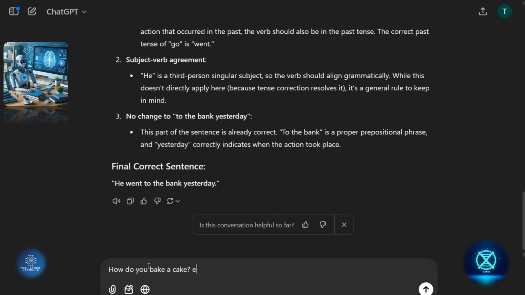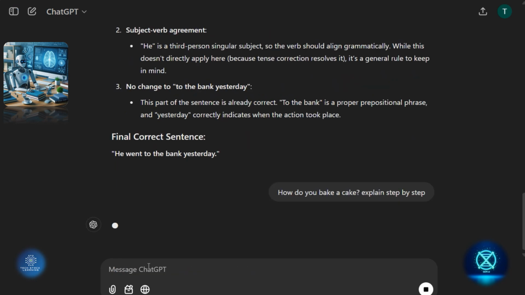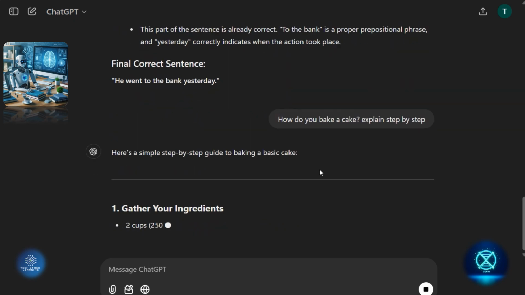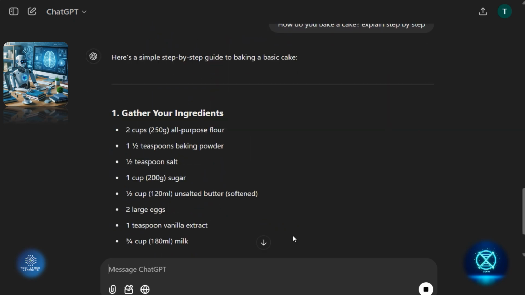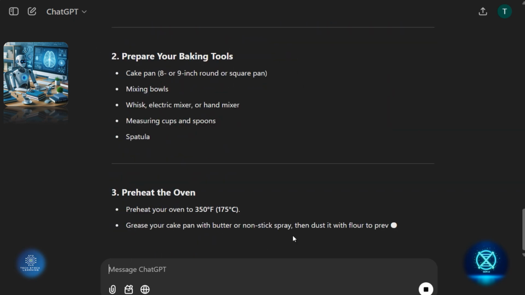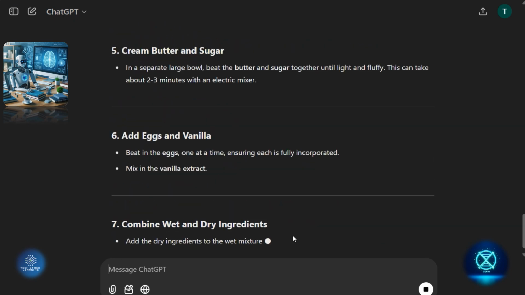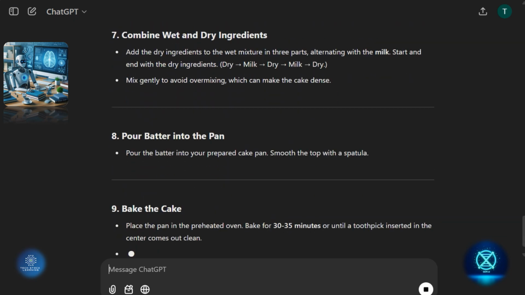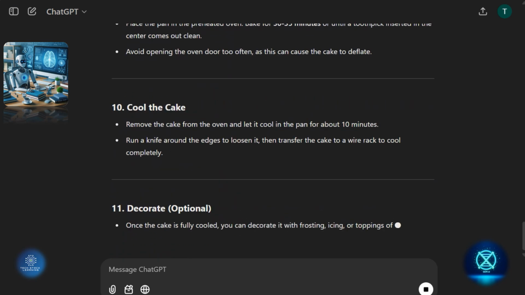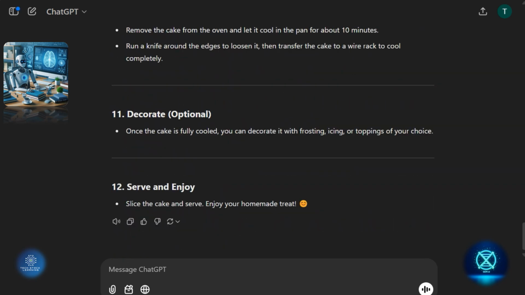Explain step by step. So it gives you the detailed steps, ingredients. It gives you the list of steps in a detailed manner, for whoever wants guidance in the process, breaking it into very clear and actionable steps, right? So that is how it is.